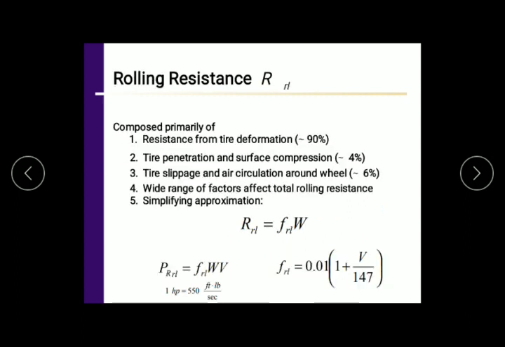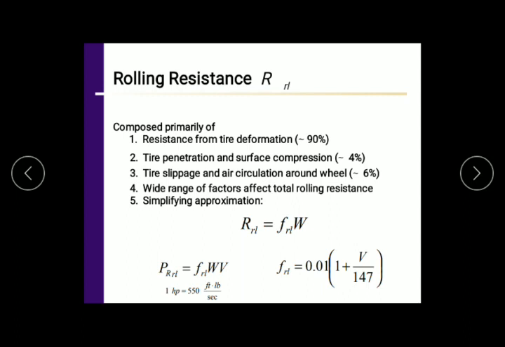And second is the rolling resistance. When you want to move in the required direction, you have to overcome the rolling resistance. There are many factors which affect the rolling resistance: the tire geometry, the friction coefficient between the road surface and the tire surface, the weight of the body, and the design of the tires.